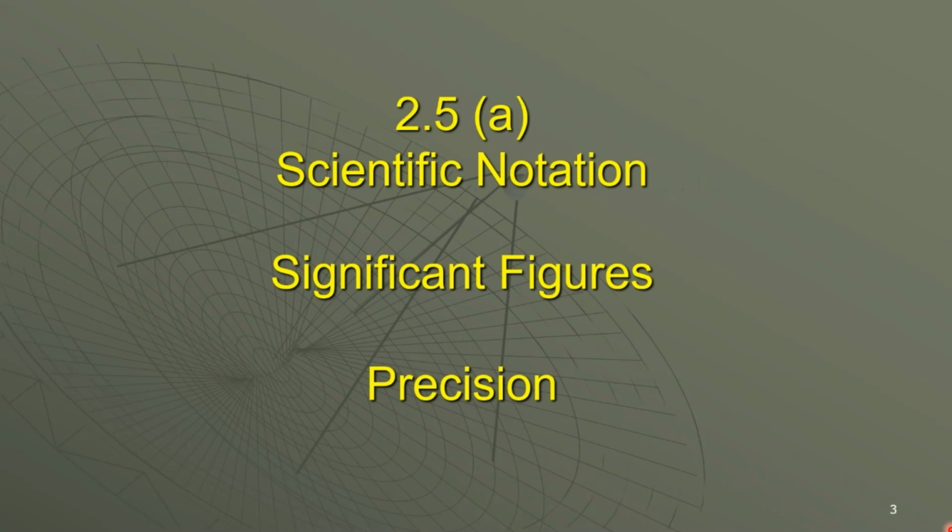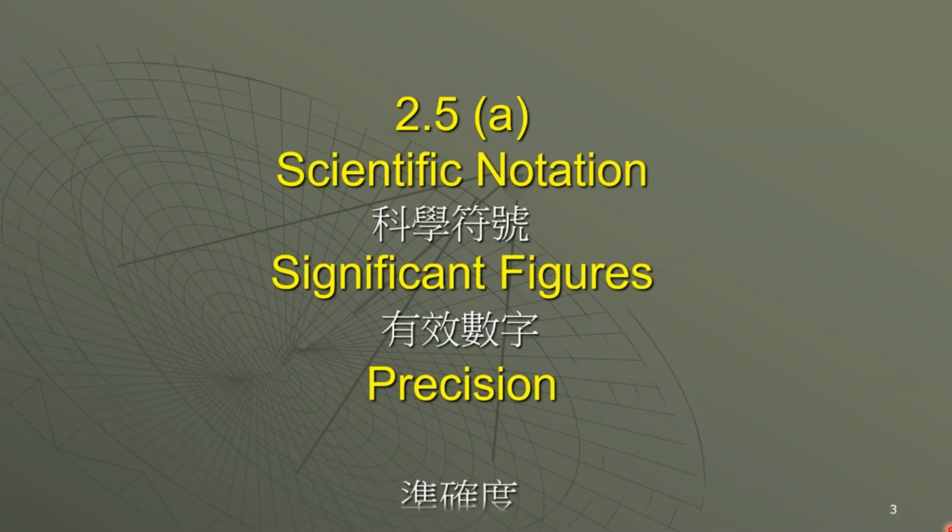So first of all, let's learn three terms. The first one is called scientific notation, in Chinese 科学符号. The second one is significant figures, 有效数字. The third is precision: how good is the number you calculate? What's the precision, 准确度? So let's start to learn these three terms.